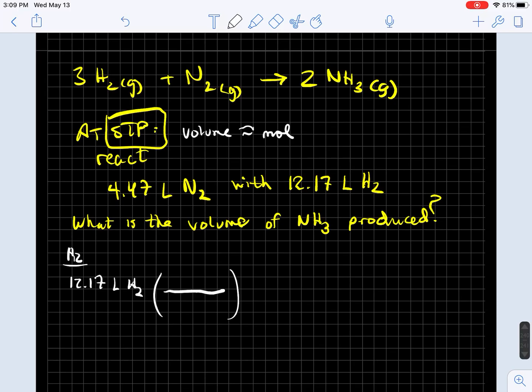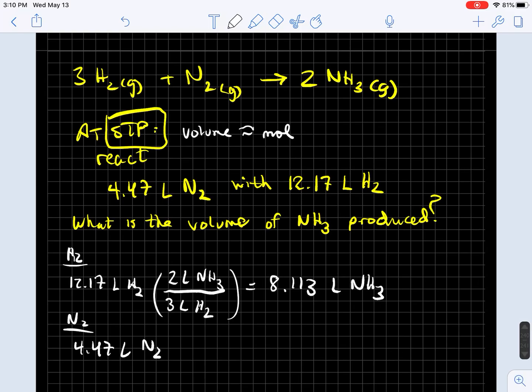So we could say that this is 3 liters of hydrogen will produce 2 liters of ammonia. So we'll get 12.17 times 2 divided by 3, and I get 8.113 liters of ammonia. Now let's do the same thing for the nitrogen.